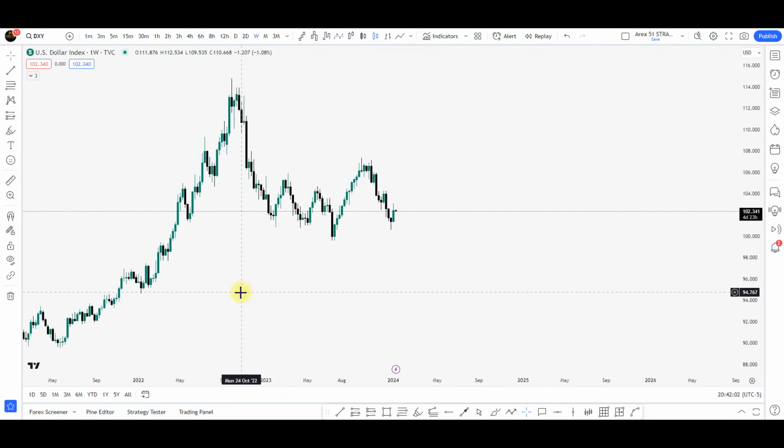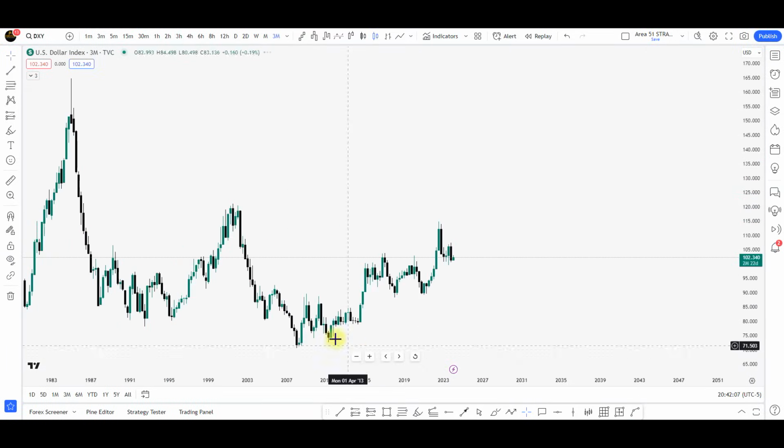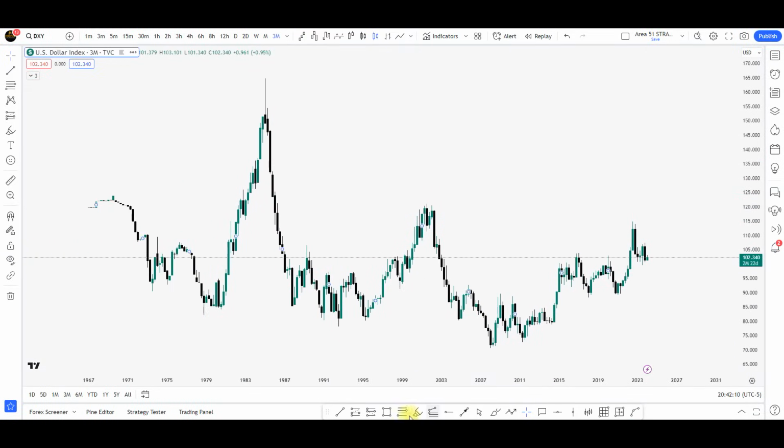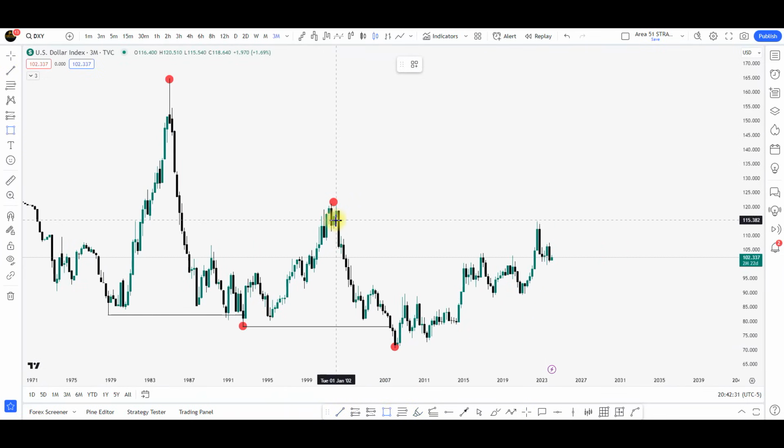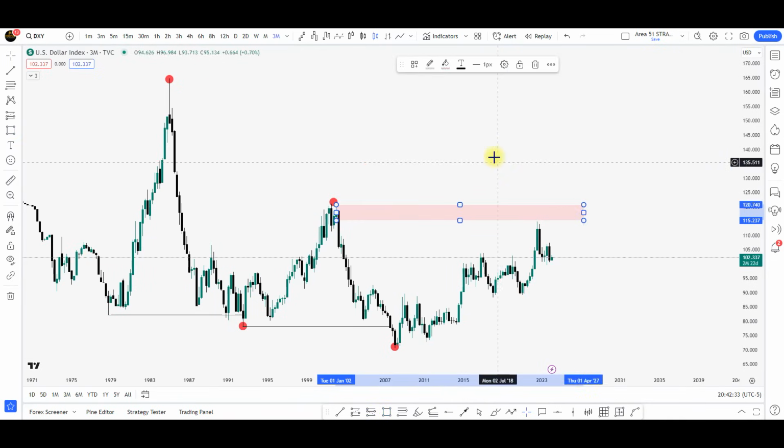Let's get into it. So here we have DXY. We're going to start with the higher time frame, and then we're going to roll all the way down to the lower time frame. So we can see that on the 3-month time frame, we have some type of bearish momentum going on, and here we have an area of supply on the 3-month time frame for DXY.